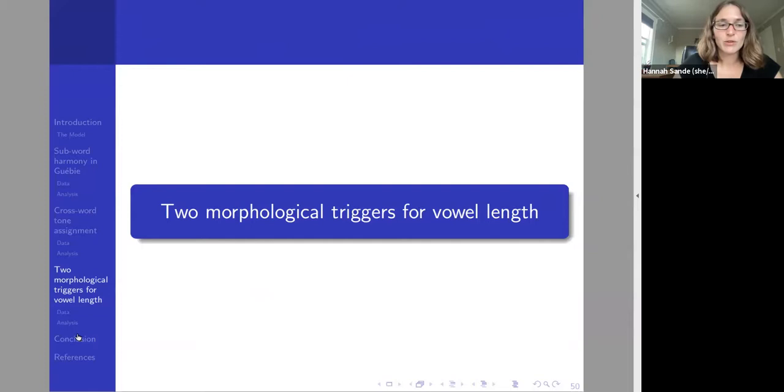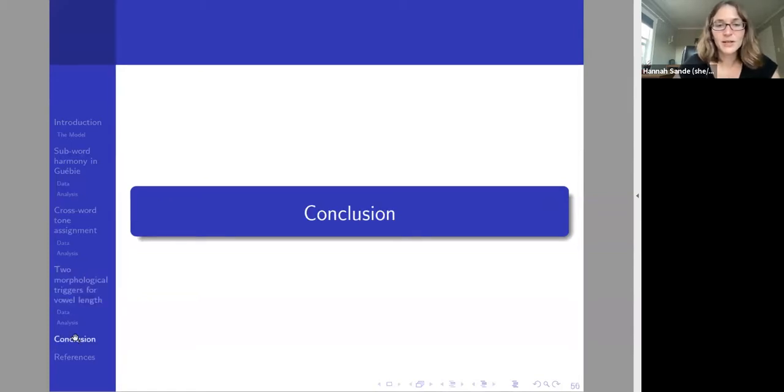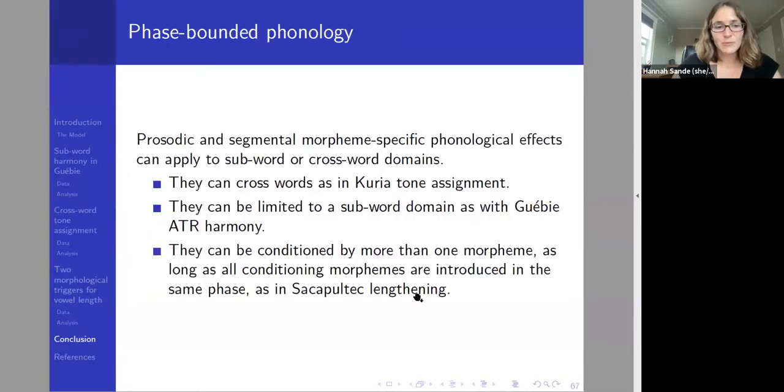I'm going to skip the third case study, but as I mentioned before, the point of this case study is to show you how multiple morpheme-specific constraint weight adjustments interact within a single domain. So feel free to take a look on your own or ask me about it in the question period. And instead, I'm just going to turn towards wrapping up.